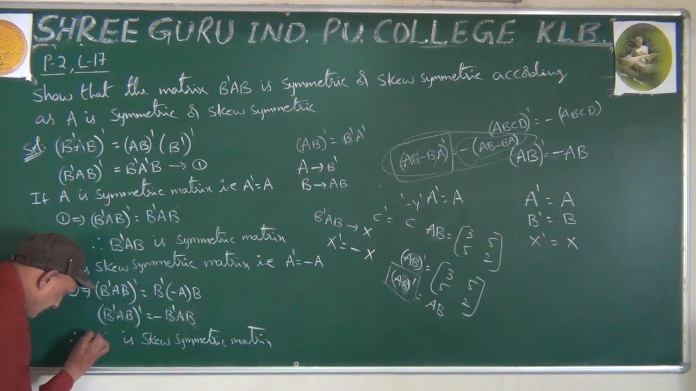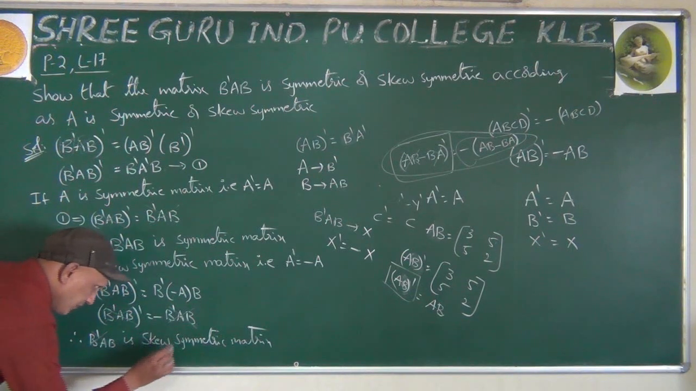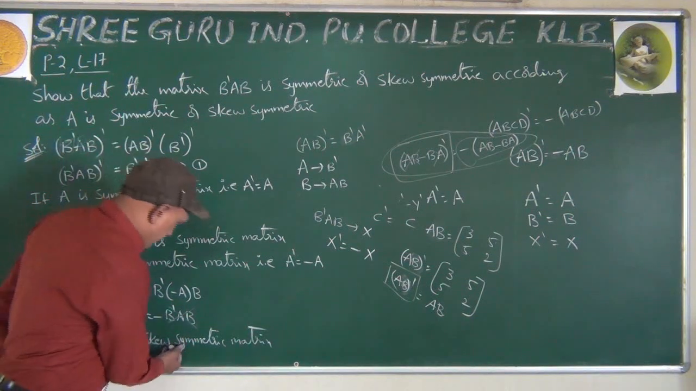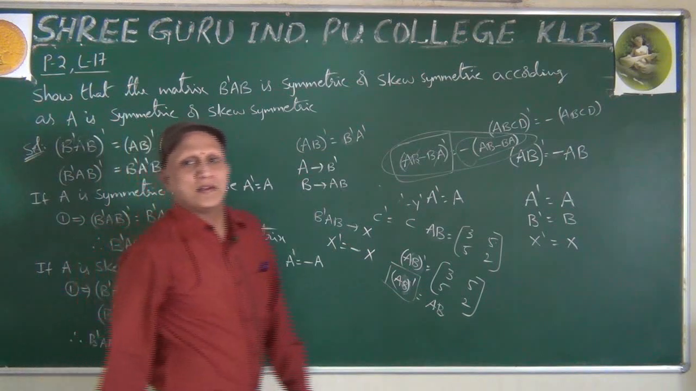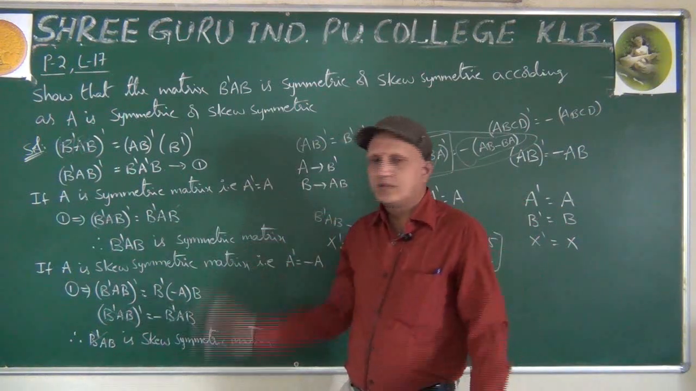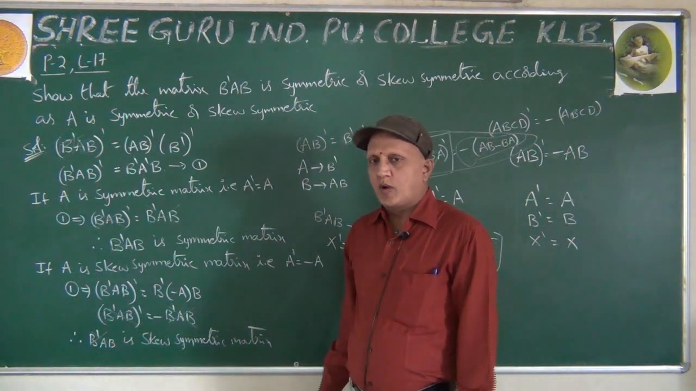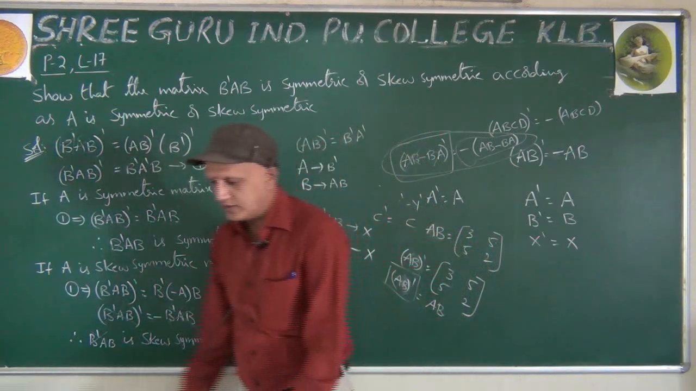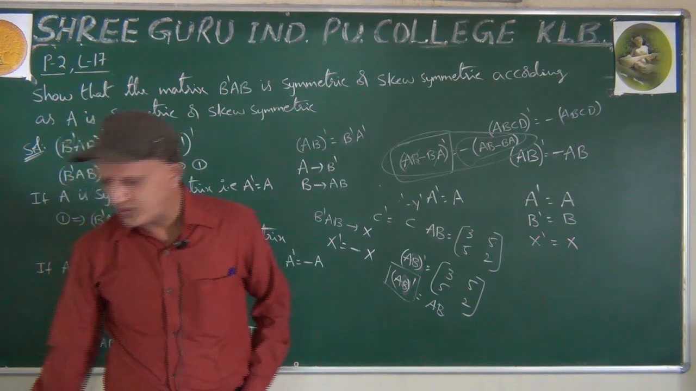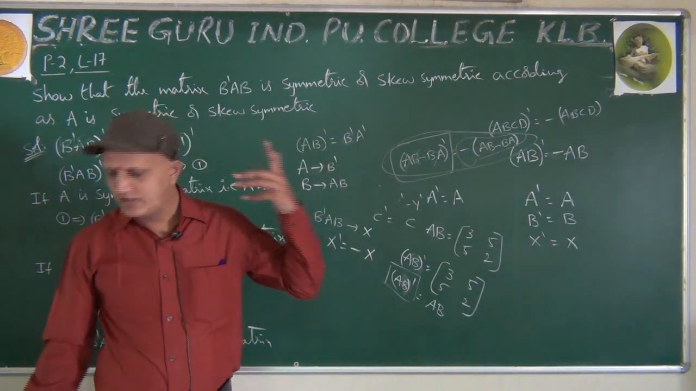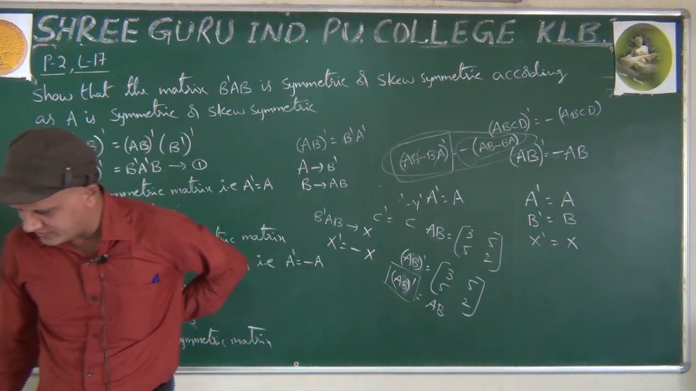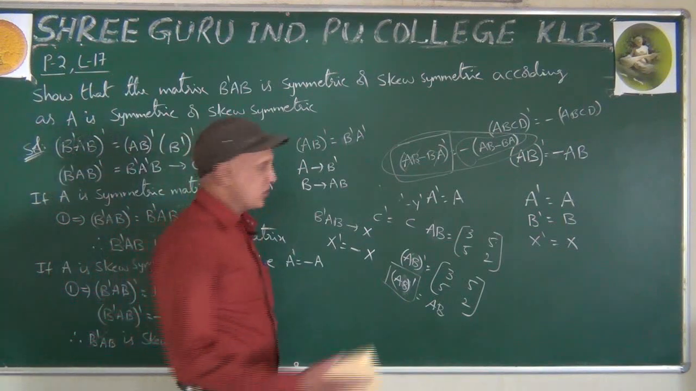What is X? B dash A. Okay, right? It is symmetric, skew symmetric matrix. That's it. I think no problem, no doubt. Okay, right. Now let us see the next question. With this type of questions over, symmetric, skew symmetric, almost we are going to finish the chapter. Just one working question is there. Two, three more questions are there. Let us see.